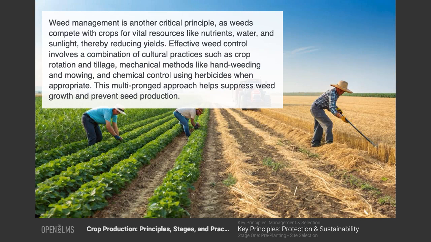Weed management is another critical principle, as weeds compete with crops for vital resources like nutrients, water, and sunlight, thereby reducing yields. Effective weed control involves a combination of cultural practices such as crop rotation and tillage, mechanical methods like hand weeding and mowing, and chemical control using herbicides when appropriate. This multi-pronged approach helps suppress weed growth and prevent seed production.